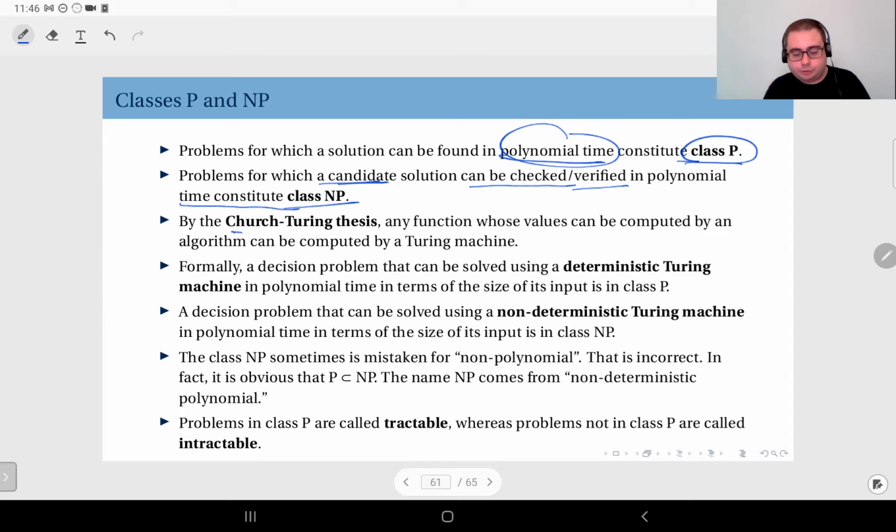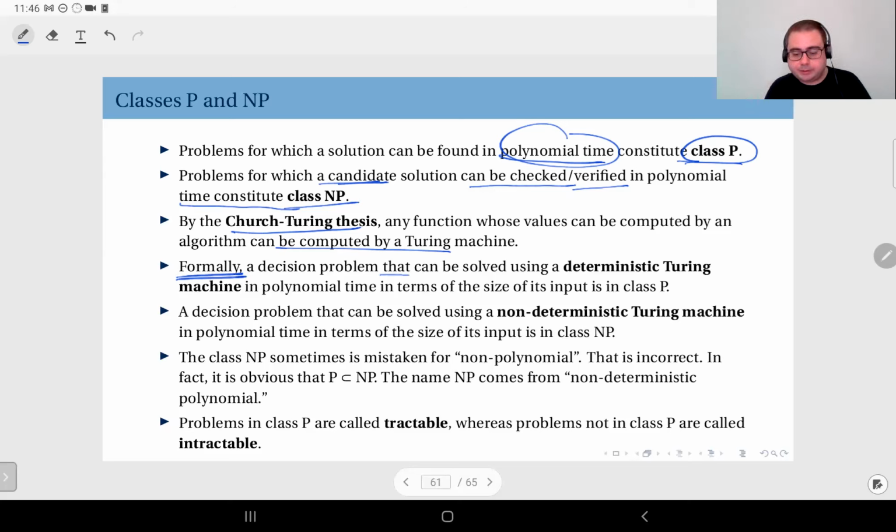Now, by the Church-Turing thesis, any function whose values can be computed by an algorithm can be computed by a Turing machine. I'm not going to go into the details of this, but sometimes this is taken as a definition rather than a hypothesis. So this means that Turing machines again play a central role in the analysis of algorithms. So our definitions, in a formal sense, are based on Turing machines.